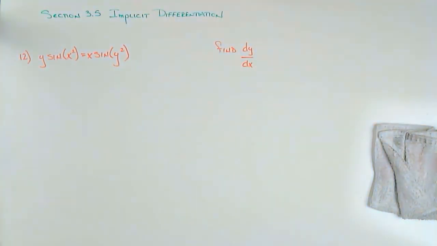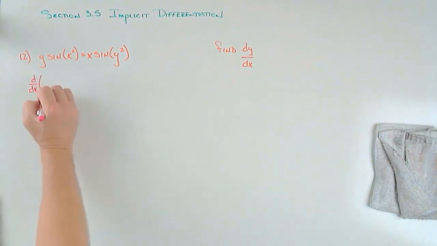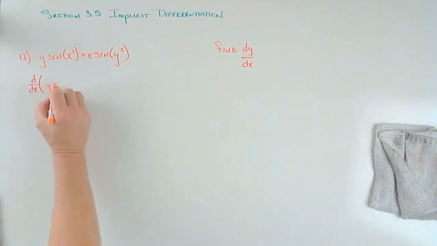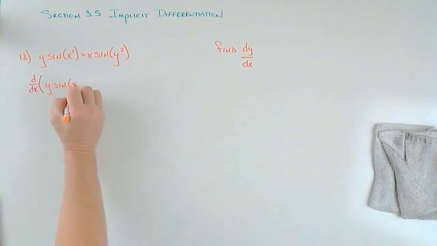So we're going to take the derivative of both sides with respect to x. So I'm going to take the derivative over here with respect to x of, and I have a product, right? I have y sine of x squared.